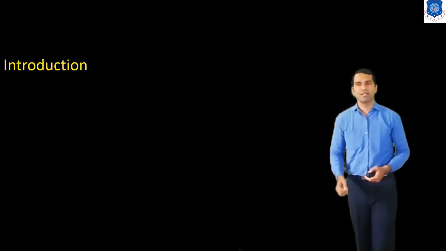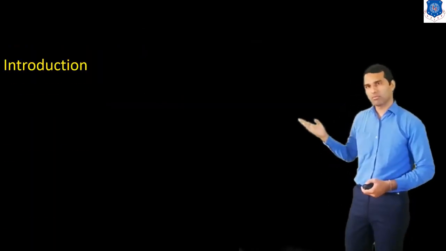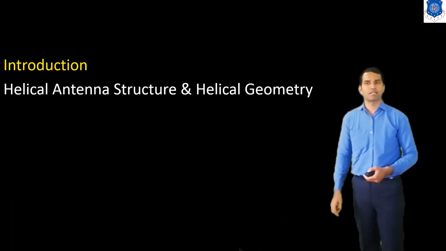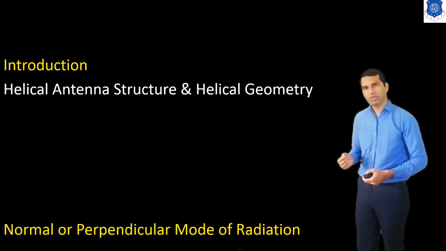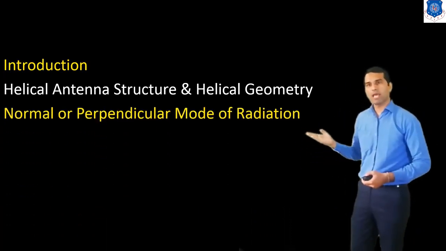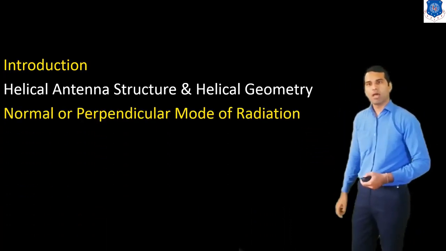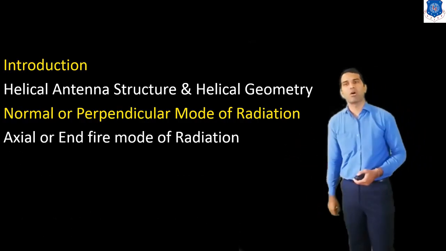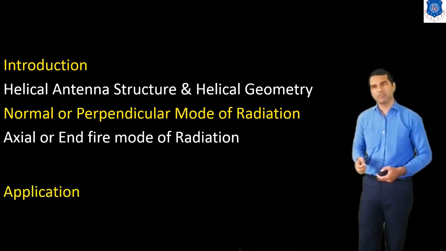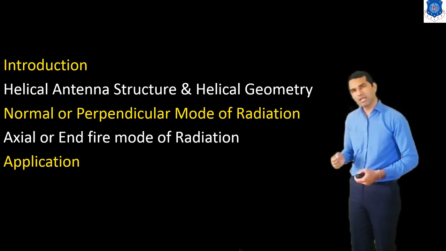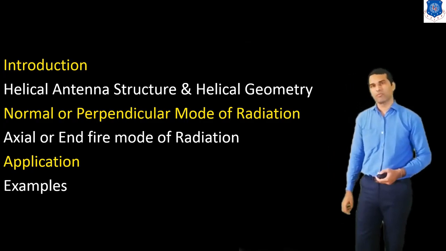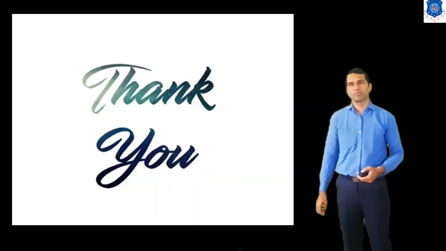So in this lecture, we discussed the introduction of the helical antenna. Then we discussed the helical antenna structure and helical geometry. Then we discussed the normal or perpendicular mode of radiation of the helical antenna. Then we discussed the axial or the end fire mode of radiation. Then we discussed the applications, and last we discussed the examples. Thank you.